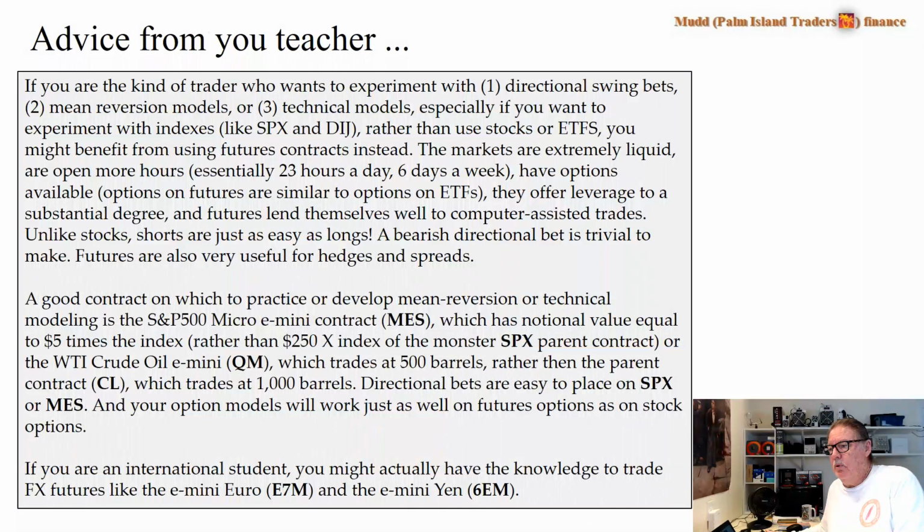A good contract in which to practice or develop mean reversion or technical modeling is the S&P 500 Micro E-mini contract, MES. MES for June would be with 2 additional characters added, which has notional value equal to 5 times the index rather than 250 times the index of the monster SPX parent contract. Or with the WTI West Texas Intermediate crude oil E-mini QM, which trades at 500 barrels rather than the parent contract, which trades at 1,000 barrels.